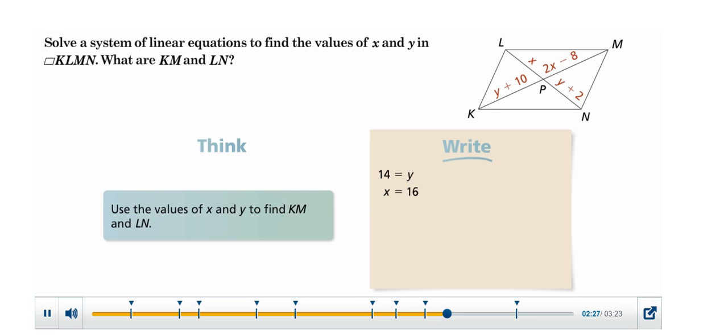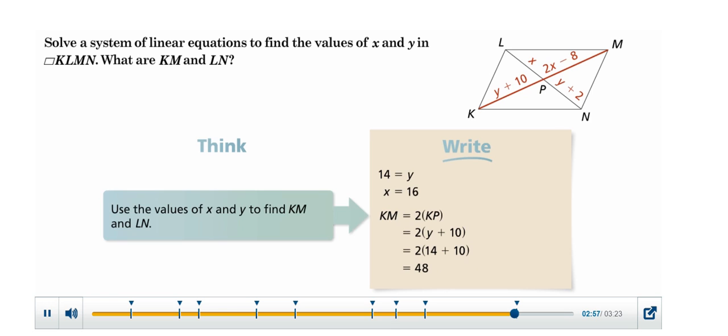So we have our two values of x and y, but we wanted to find KM and LN. So what we need to do is substitute that in. KM is the entire segment, so we're just going to double up KP. And we know what y is, so we plug y in as 14. Then we can add that 10 to it to create 24. And then multiply by 2 and get 48.